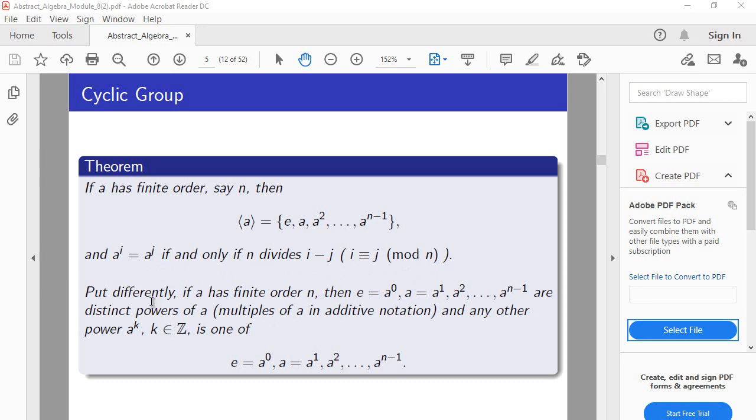Put differently, what we are saying here is that if A has finite order n, then the powers a to the 0, a to the 1, up to a to the n minus 1 are distinct powers of A, and any other power a to the k of A is one of these n powers.